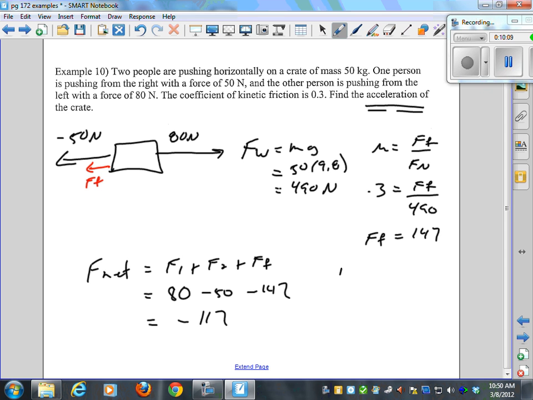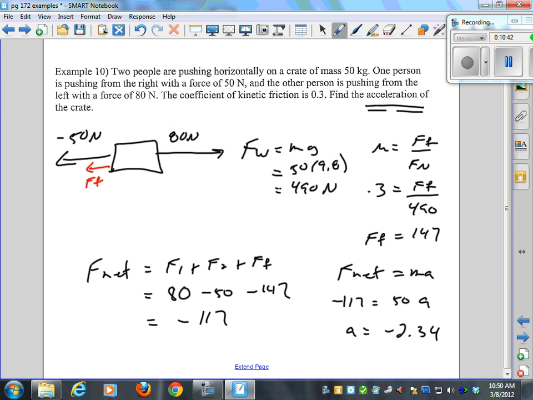Is that what you got when you went F net equals ma? Let's just go through this and then we'll talk about it. We got minus 117, 50 kilograms, a equals minus 117 divided by 50, you get minus 2.34. This crate is accelerating to the left at minus 2.34 meters per second squared.